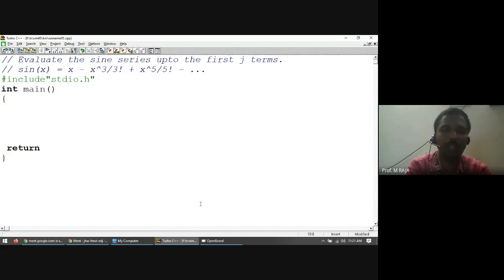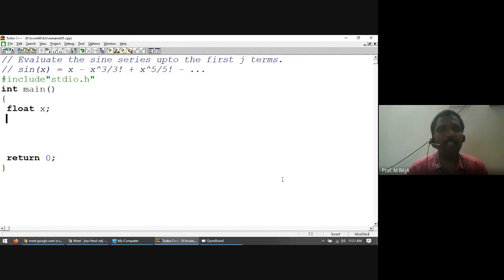Within this opening and closing curly braces, write the complete processing statements. First, let's decide what our input is. Input is x. X is in terms of degrees. Suppose we have the input x in terms of a floating point quantity, a float x. Suppose x is 30 degrees.